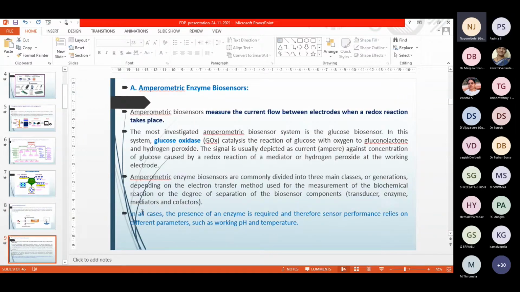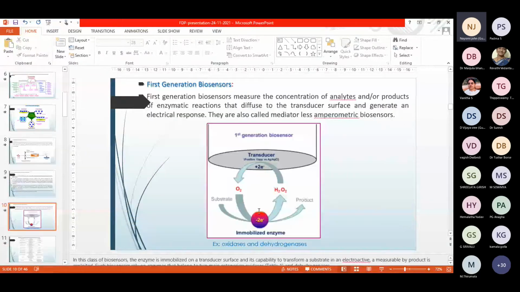Coming to the types within the electrochemical biosensors, one type is called amperometric enzyme biosensors. Here the biosensor will give the signal due to the electron flow, so in the form of the current. Why the electron flow will be altered, we can see. Again, there are three types in this.